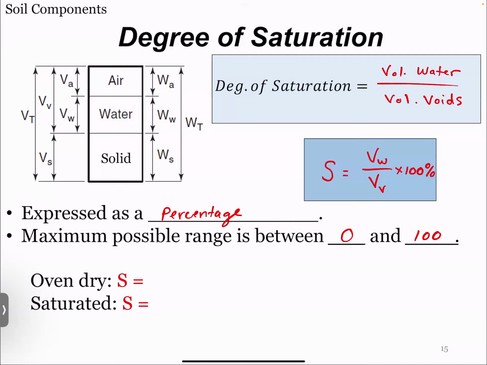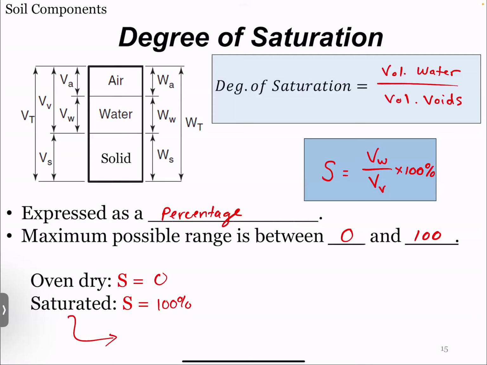0 degree of saturation means the soil is what? Yeah, it's just bone dry. We just took it out of the oven with our gloves and glasses on, hopefully. And 100% degree of saturation means it's fully saturated. Not just wet, but fully saturated, which means there is 0 air in it. So oven dry is 0, and saturated is 100%.